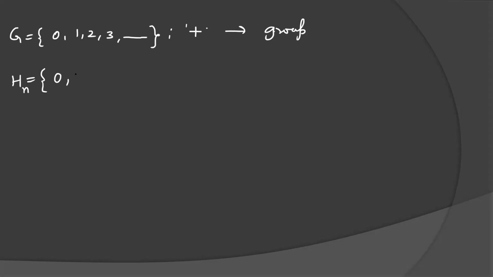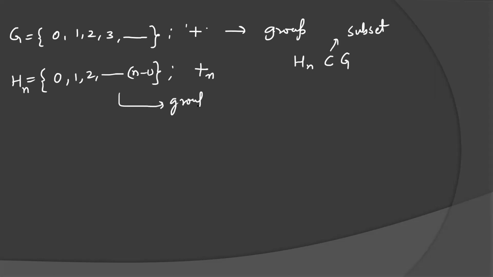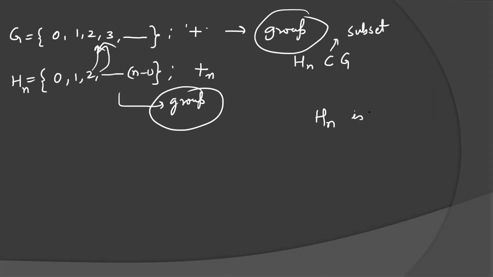I'm taking Hn as 0, 1, 2, 3 up to n minus 1, and the operation is addition modulo n. We can see that Hn is a subset of G. Subset, not subgroup. And it's addition modulo n, so it will be a group only. Now we have both as groups. One group's elements are contained in the other group, so we can say that Hn is a subgroup of G. Is it correct?